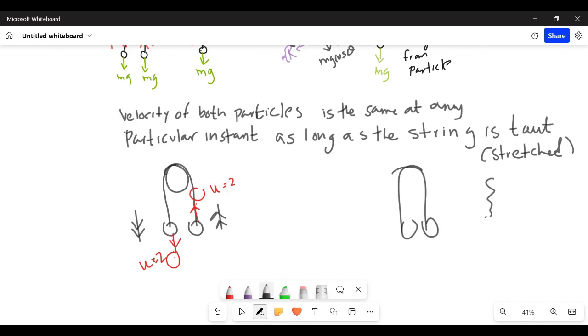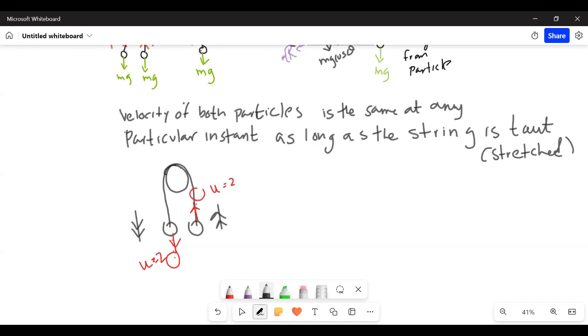It can't have bundles in it. It has to be a straight, stretched string. So if the string stays straight and stretched, that is taut, then at any one particular instant, the velocities of both the particles have to be the same. Okay.